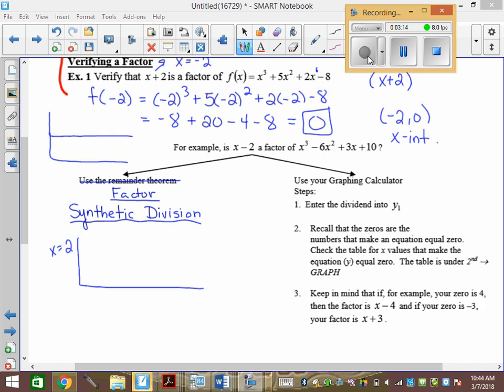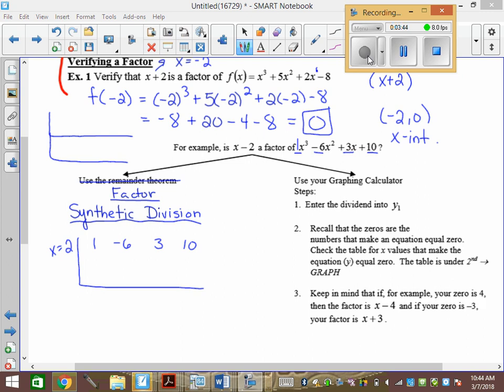Bear with me. So we're going to put the coefficients. The coefficients are the numbers in front. So what's in front of this one? A 1, a -6, a 3, and a 10. And that's going to go along the top: 1, -6, 3, 10. Our first step is going to be to drop down the number, and then we're going to multiply, add, multiply, add, multiply, add, till we're done. It's consistently the same thing.